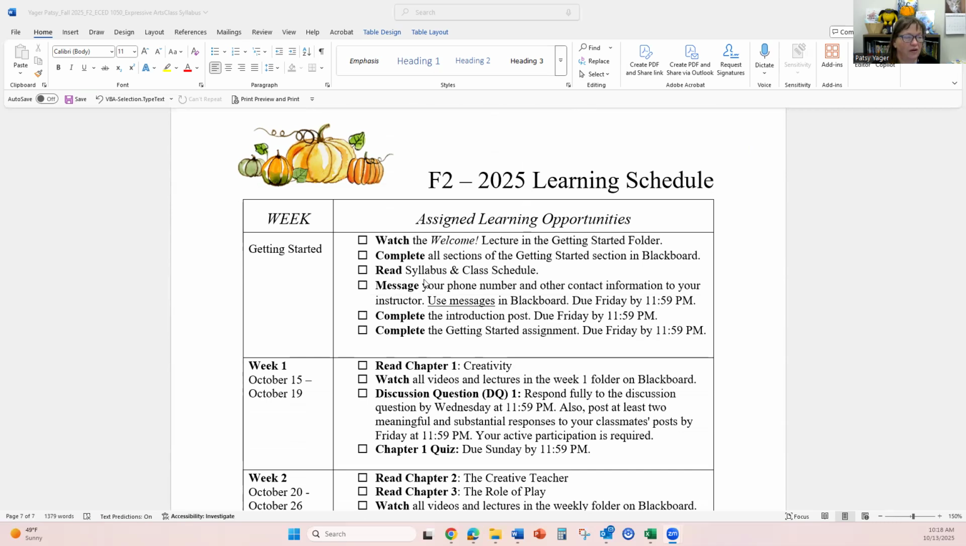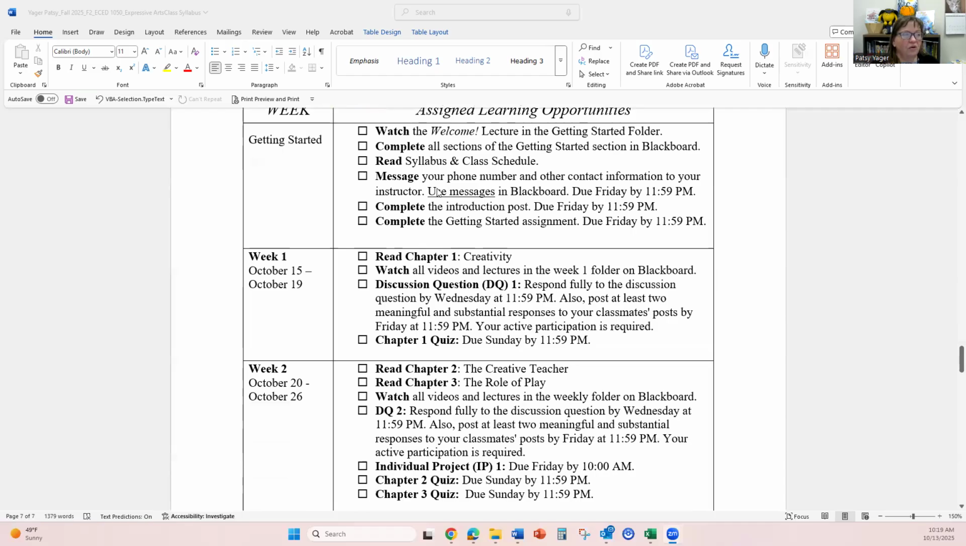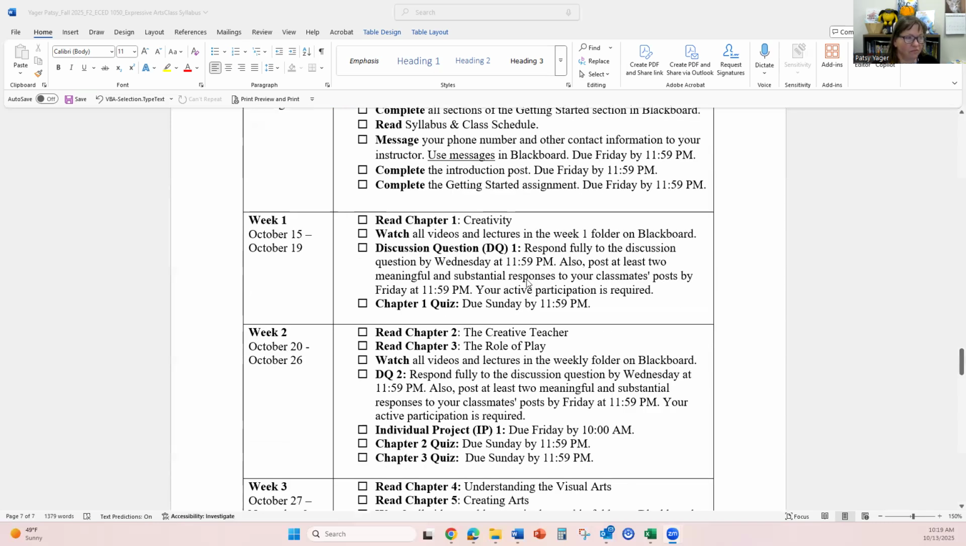Okay, so in week 1, to start with, you do the getting started folder. You go through all of that, make sure you know what you need to know from there. Complete those getting started assignments, and there are 3 of them, and they are due the first Friday of the class, okay? So make sure you get in there and get those done. And then you'll complete your week 1 module, okay? We're looking at creativity in this week's materials. You have a DQ and a chapter quiz that are due.